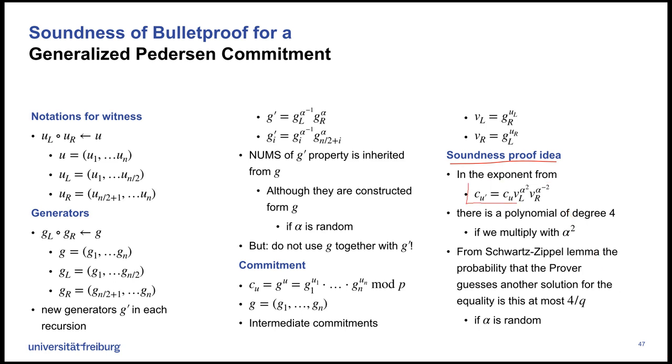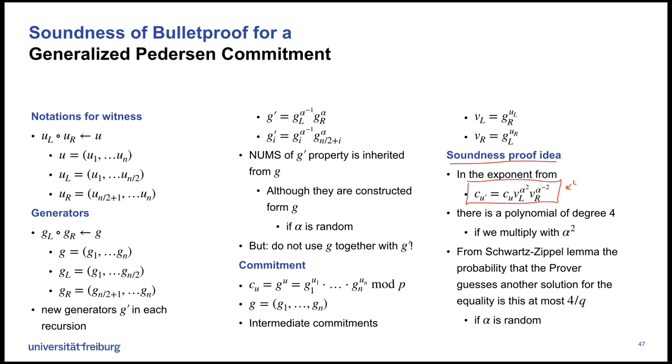So if you look at this exponent here, what we have is that if you multiply this to the power of alpha squared, okay, we multiply with alpha squared. So this is basically a polynomial of degree 4, if I take this to the power of alpha squared.